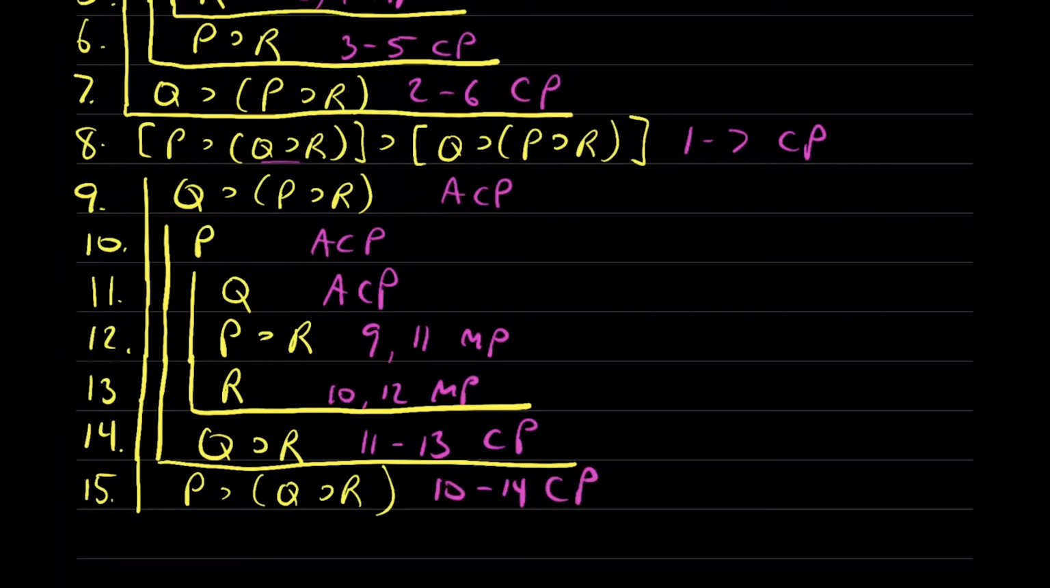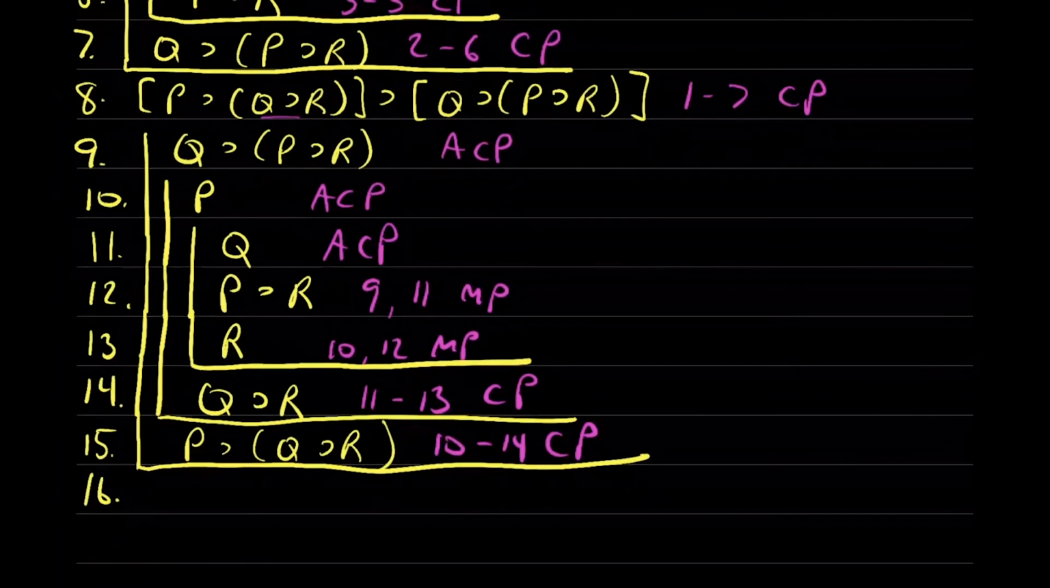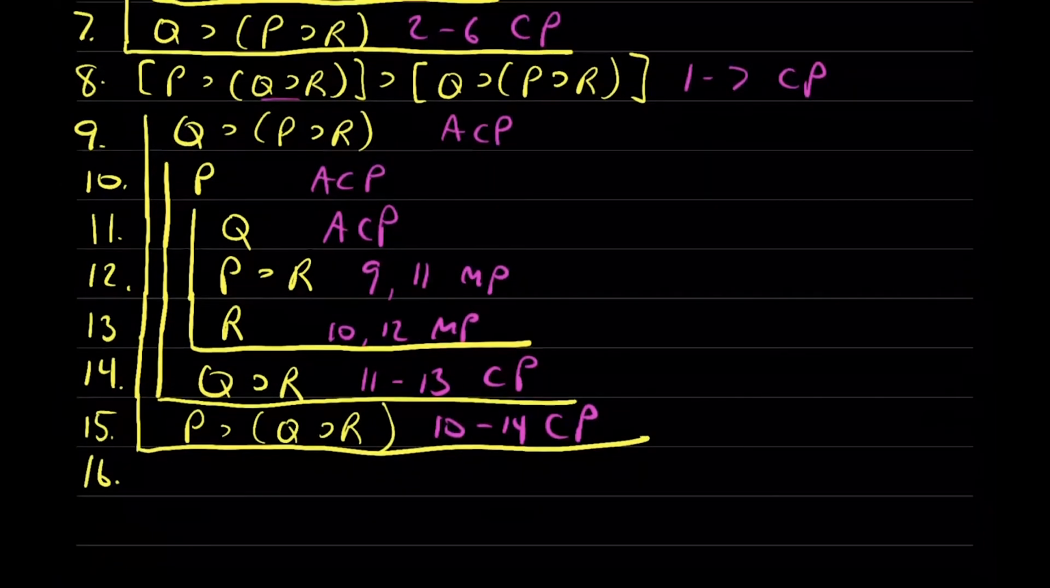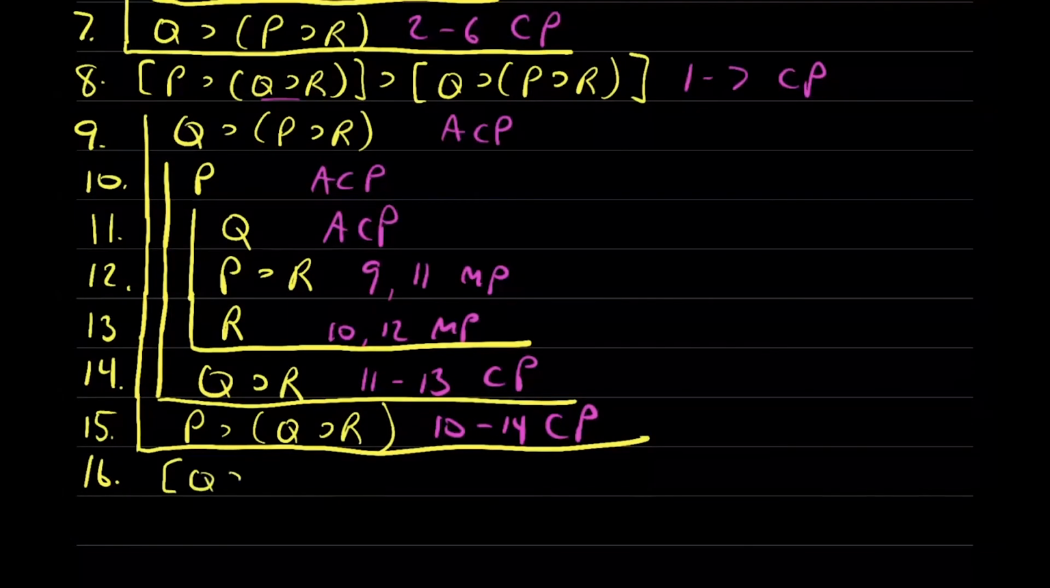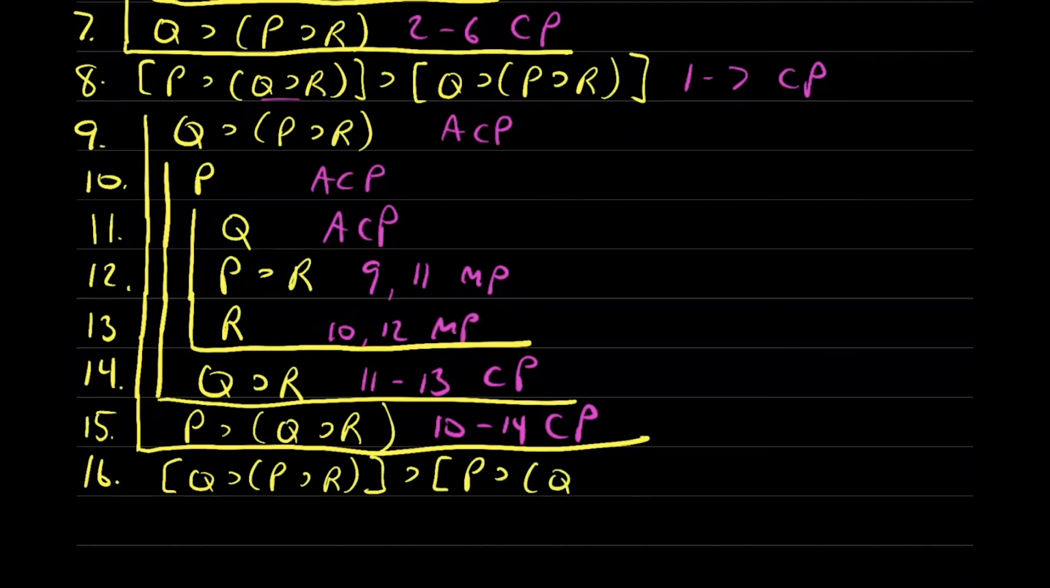And now look what we've done. We've shown that if we assume the right side of that biconditional that we started with, Q implies that P implies R on line 9, we can get P implies that Q implies R, the left side of that biconditional, in other words. So I'm done with this conditional proof sequence. Line 16 is back outside the scope of both sequences. We've shown that if we assume in a bracket, Q implies that P implies R, then we can get in a bracket, P implies that Q implies R.